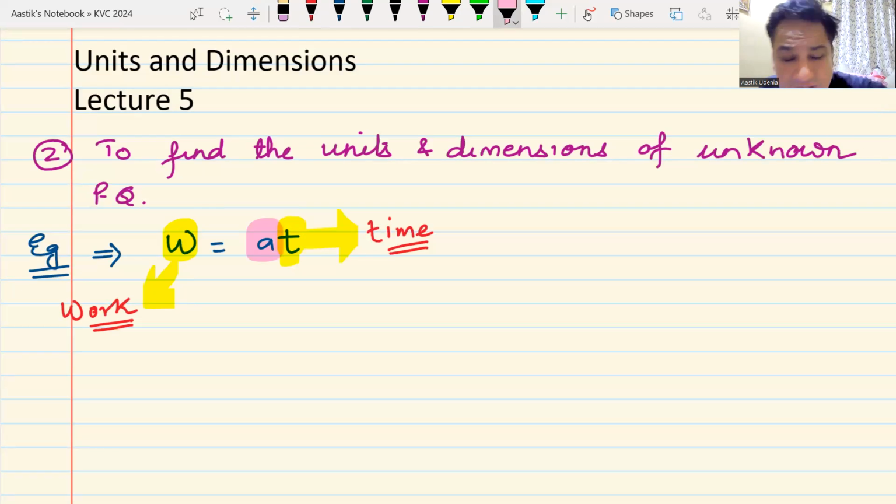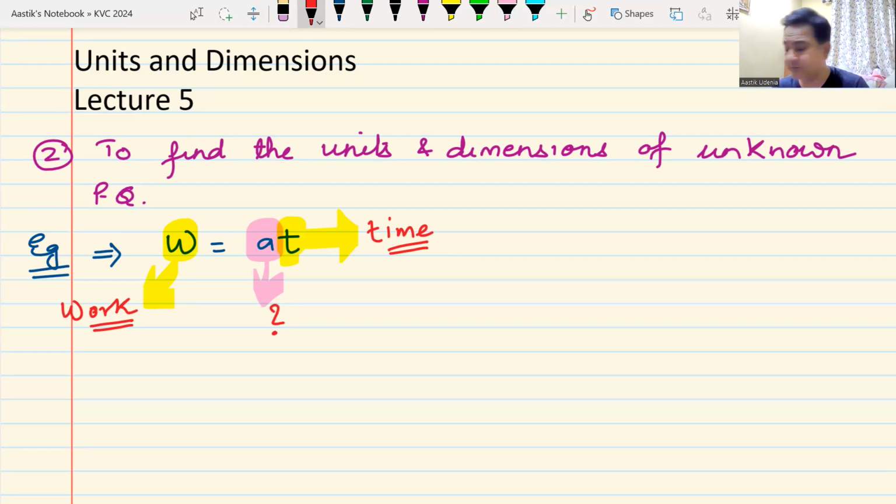Now you'll say, sir, why is A not acceleration? As I told you, different alphabets may mean differently. So now we are asking you, what is this A equal to? You have to find out the unit and dimension of this quantity A. Solve it and then give me the answer. Do not guess. Remember, we are not here playing a guessing game. See how it has to be done and then tell me the answer. I'll give you a minute to think about it.